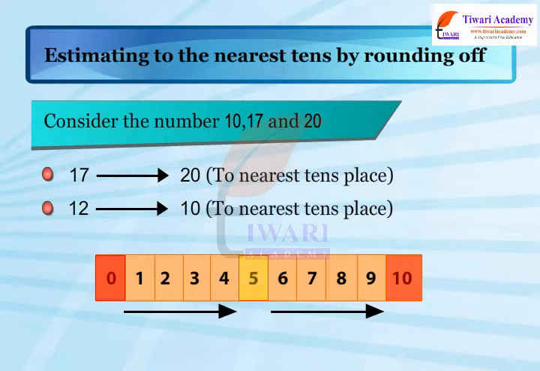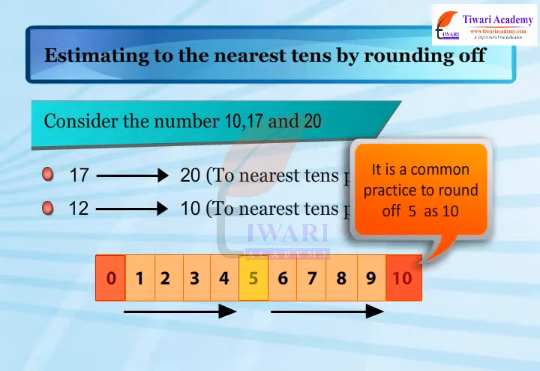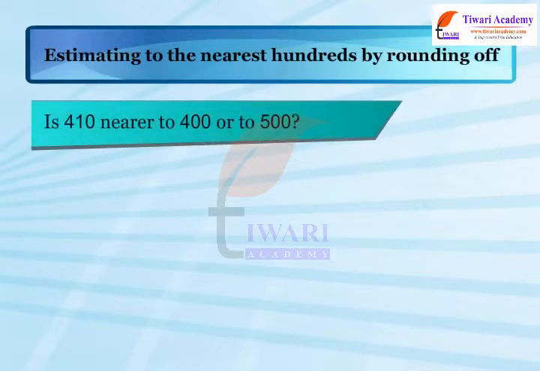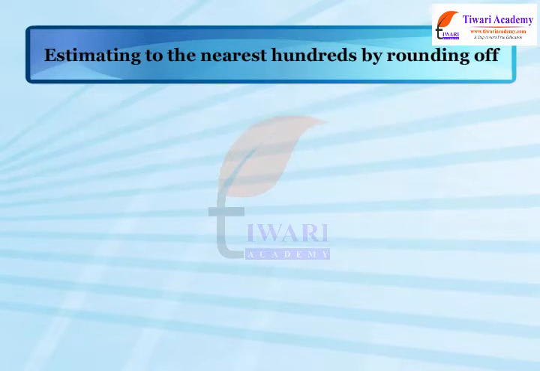Number 5 is equidistant from both 0 and 10. It is a common practice to round it off as 10. Estimating to the nearest hundreds by rounding off. Is 410 nearer to 400 or to 500? 410 is closer to 400, so it is rounded off to 400, correct to the nearest hundred.